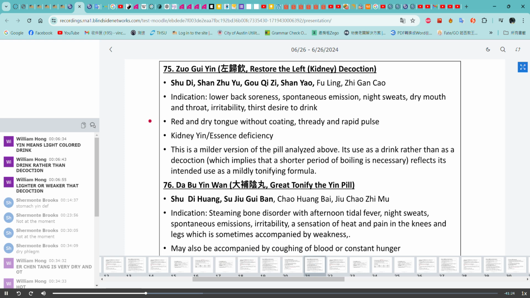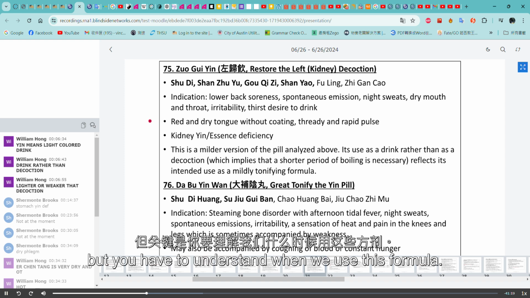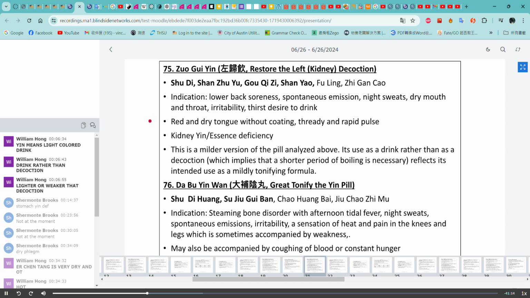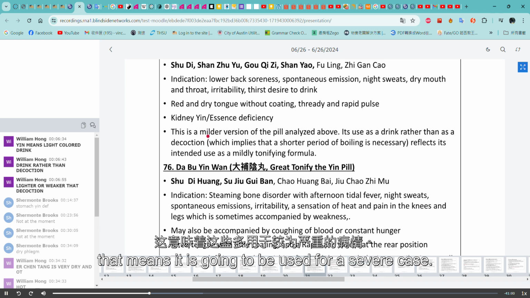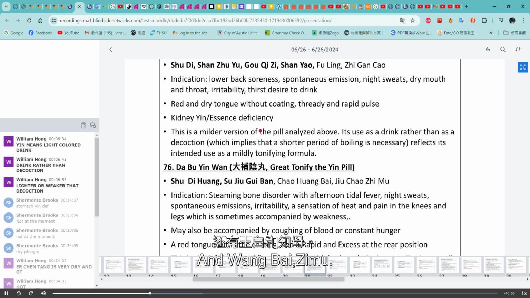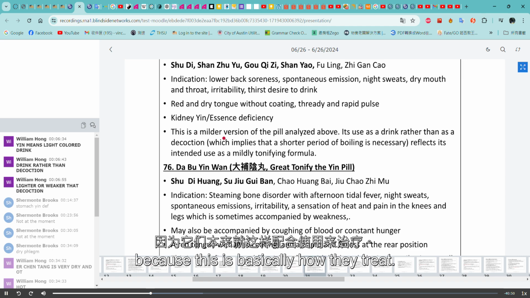Which one is better? 조구인, 류에디왕원, like a 두치wan, like that. But you have to understand when we use this formula, right? And another one, 다부인원. So this is sudi and guiban, animal product. That means it's going to be used for very severe cases. And 황바이 즈무. So I mean, you don't worry about these things because this is basically how they treat.